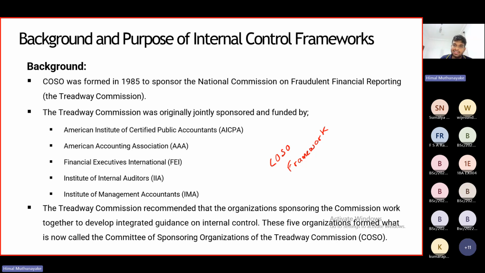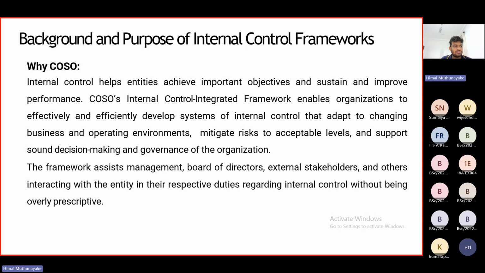That's the background of this framework, which is not very important, but you have to know it. So why do we need the COSO framework? What is the requirement? Internal controls help entities achieve important objectives and sustain and improve performance. Through internal controls, we are basically managing entity level risk. When we manage entity level risk, it gives us benefits, helps companies go into the foreseeable future, and company performance will increase. Therefore, internal controls are very important to the company. Definitely, every company needs to have internal controls.